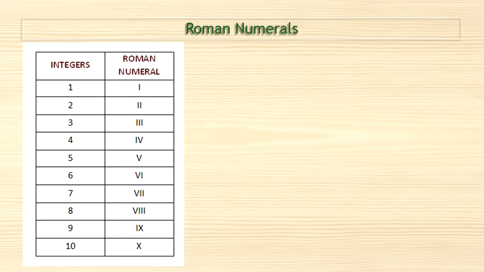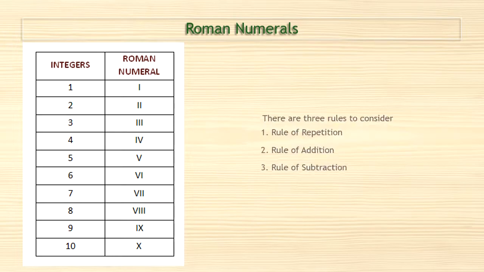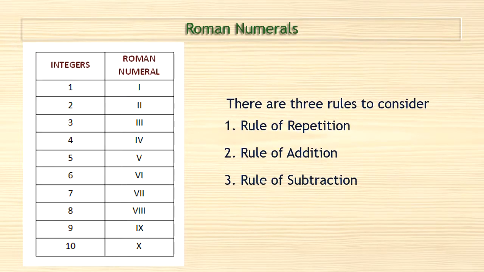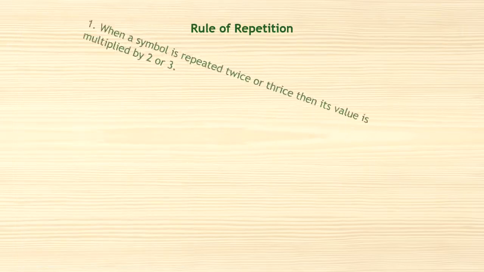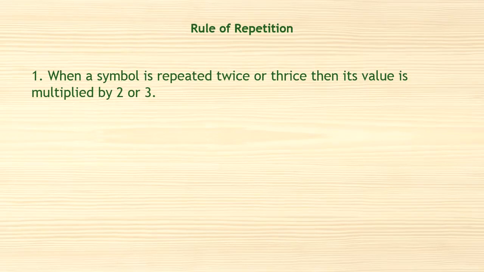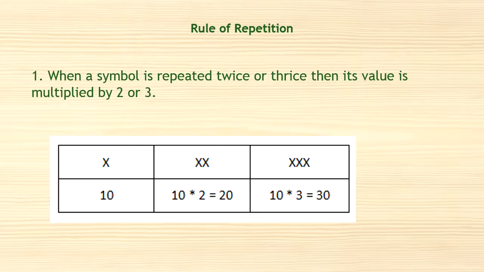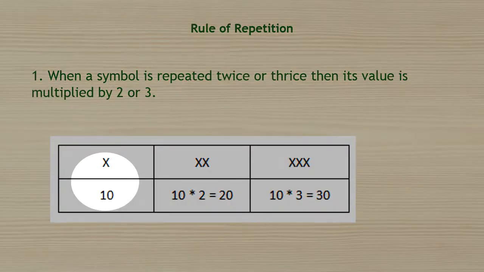Moving into the logic for converting into Roman numeral, there are 3 rules we need to know: rule of repetition, rule of addition and rule of subtraction. Let's take a look one by one. Rule of repetition. When a symbol is repeated twice or thrice, its value should be multiplied by 2 or 3. Take the example of symbol X. X means 10. XX means 10 multiplied by 2, which is 20. Triple X means 10 multiplied by 3, that is 30.